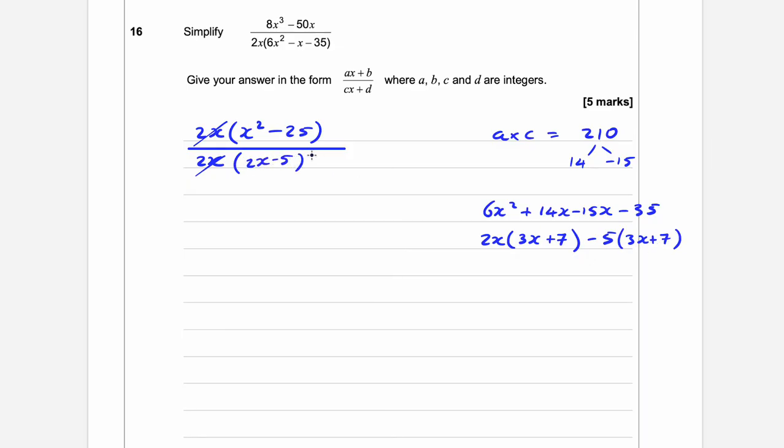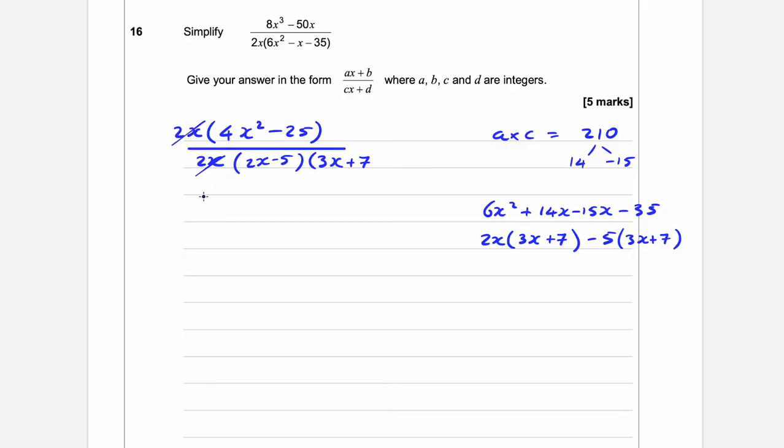and 3x plus 7. Sorry guys, I just realized as I was thinking how this is going to work, I've made a mistake there. This is 4x squared minus 25, because 2 times 4 is 8, obviously.